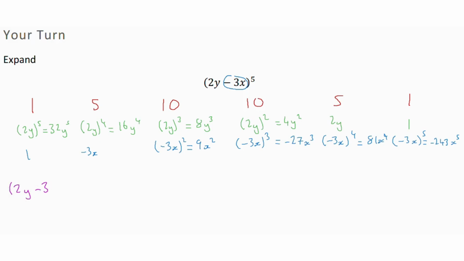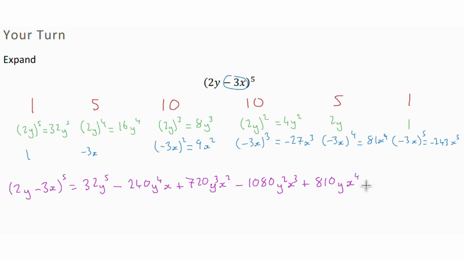So (2y minus 3x) to the power of 5 is 32y to the power of 5 minus 240y to the 4 x plus 720y cubed x squared minus 1080y squared x cubed plus 810y x to the 4, and finally minus 243x to the power of 5. And so that is our full expansion of this binomial.